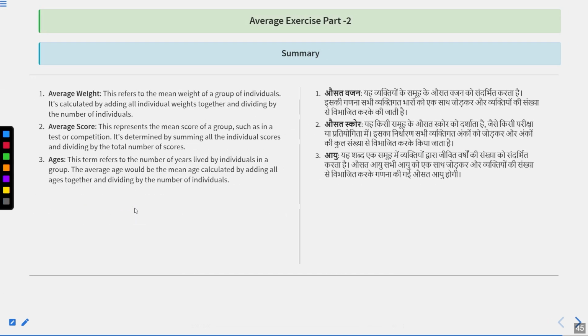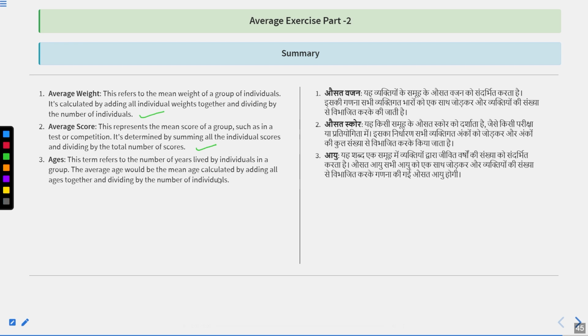Next one. Now summarizing today's lecture. Average weight. This refers to the mean weight of a group of individuals. It's calculated by adding all individual weights together and dividing by the number of individuals. What is average score? This represents the mean score of a group, such as in a test or competition. It's determined by summing all the individual scores and dividing by the total number of scores.